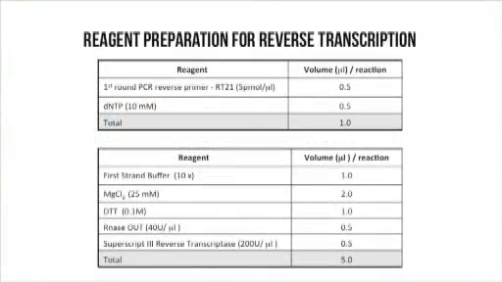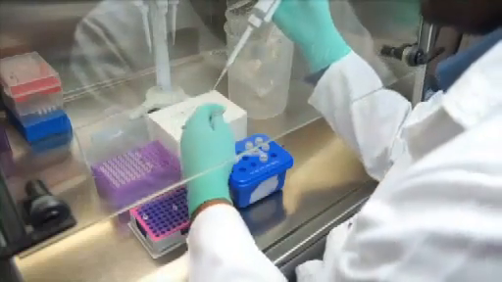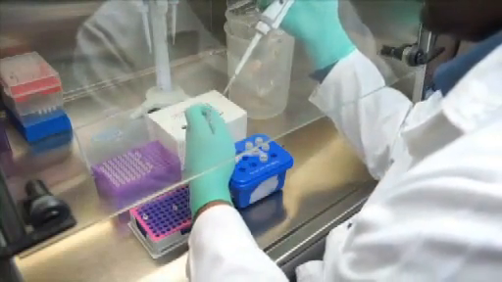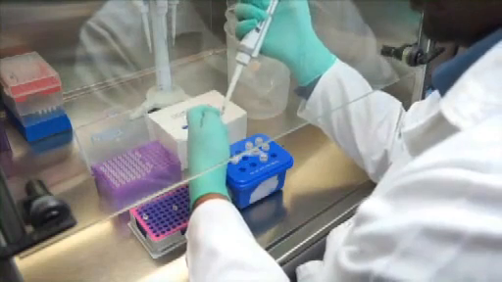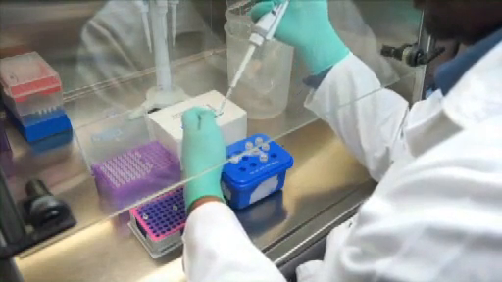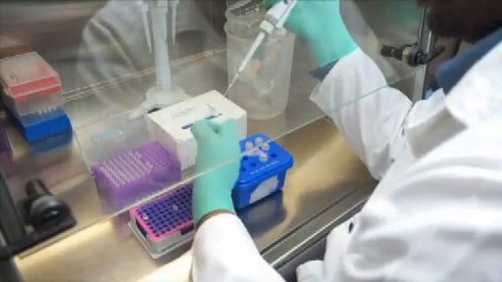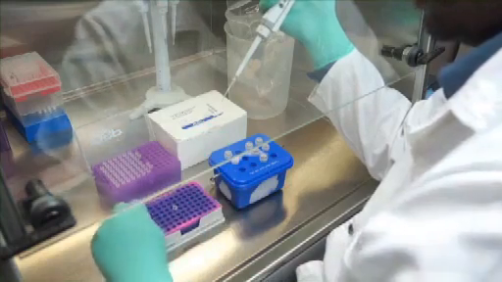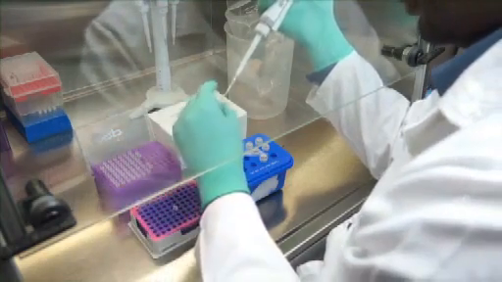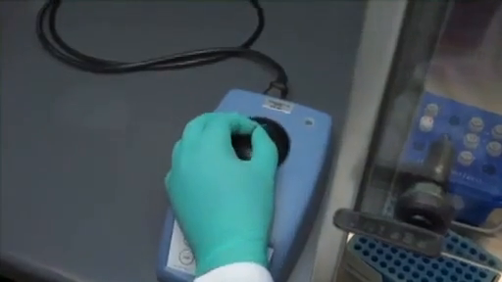Before starting, calculate the volumes of each of the reagents required for the number of samples being processed. It is recommended to always add a reagent control in addition to the extracted positive and negative controls. Prepare the DNTP primer mix by adding 0.5 microliters of the primer RT21 and 0.5 microliters of the DNTP mix to a clean, sterile 200 microliter PCR tube, followed by briefly vortexing.